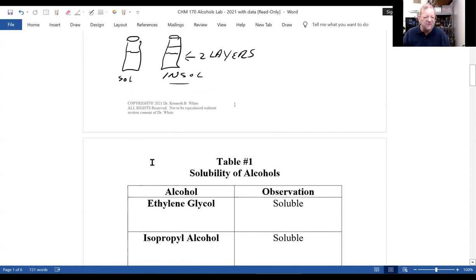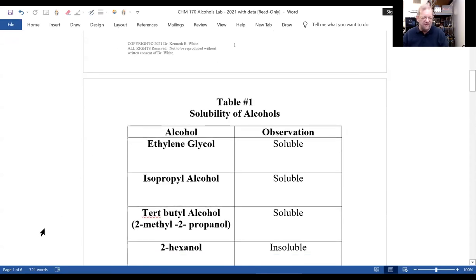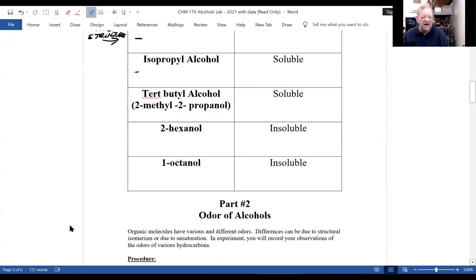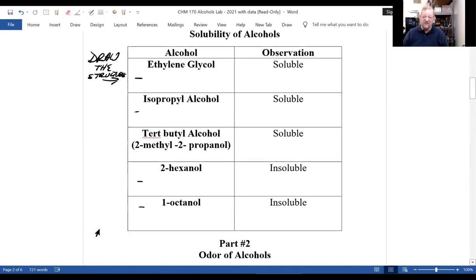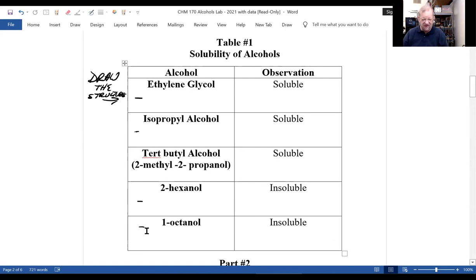Now, one thing I tell my students, I ask you to do right here for this table, draw the structures. One of these decades, I'll remember to write it on here. Underneath here, for each of these molecules, and that will help you understand the relationship of the various things and whether it's soluble or insoluble. All right, that's part one.